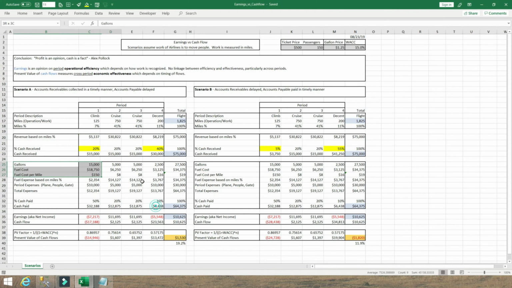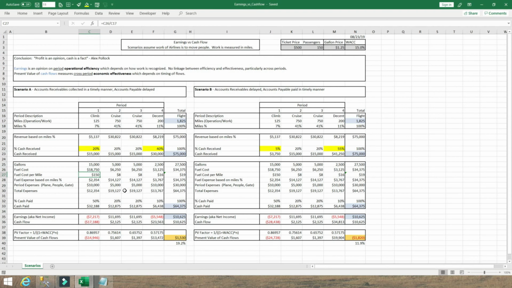Now down here in this section, we talk about the costs, and just talk about the number of gallons. If you're in a typical project, you have more upfront costs, but in this example of an airline flight, you're climbing, therefore you're burning a lot of fuel, and then we're assuming a cost per gallon of $1.25 up here. Get a total fuel cost.